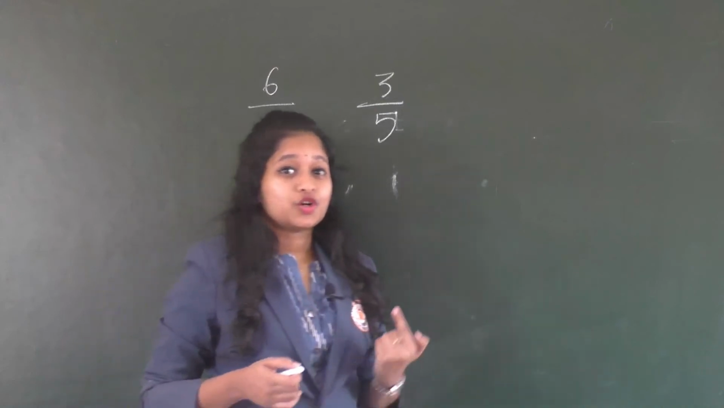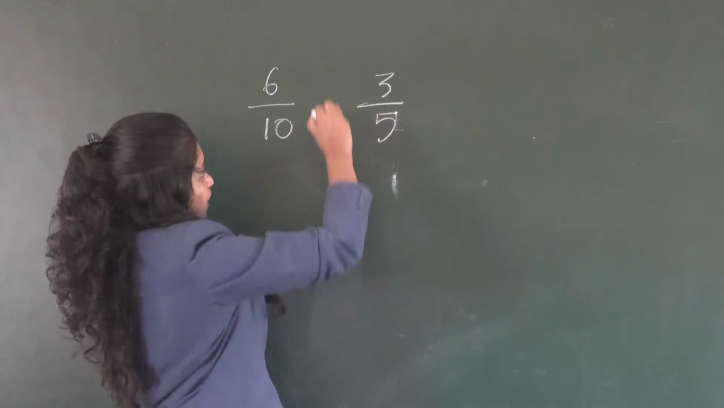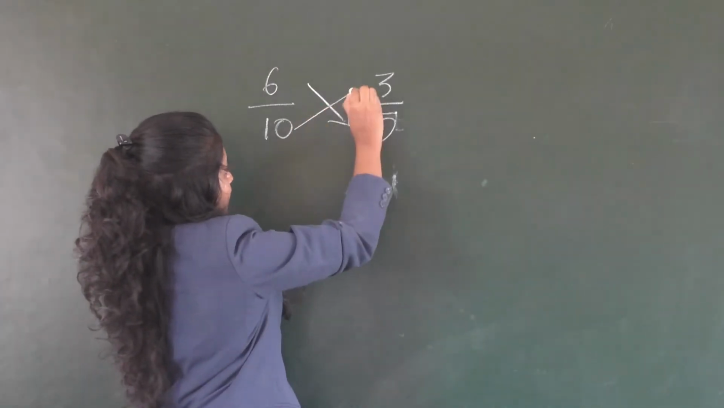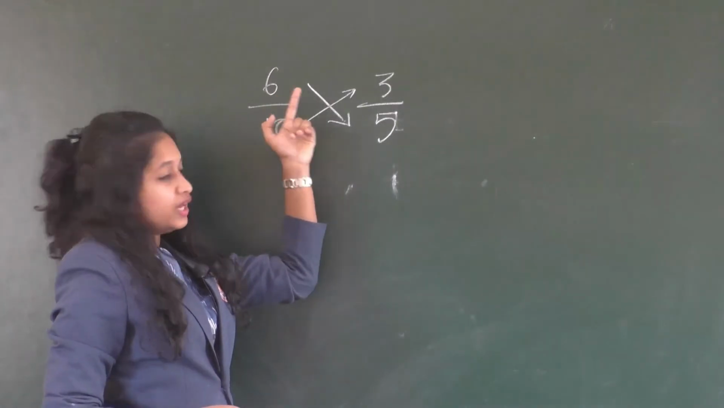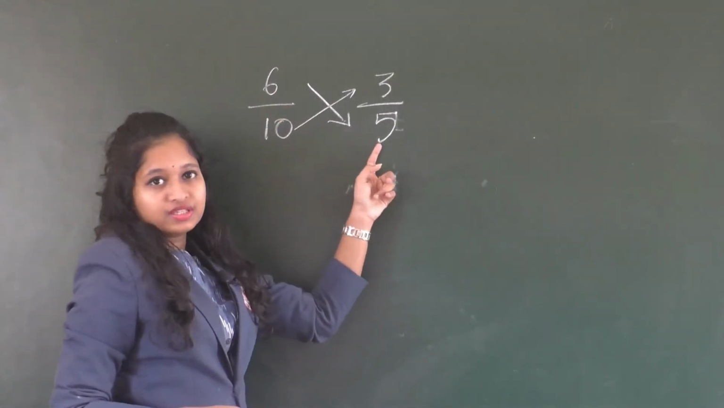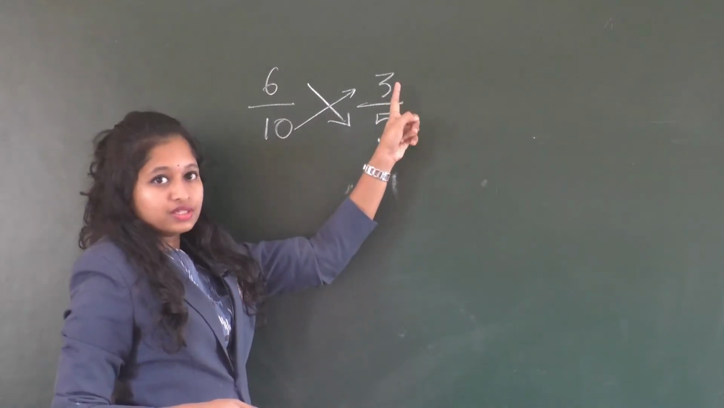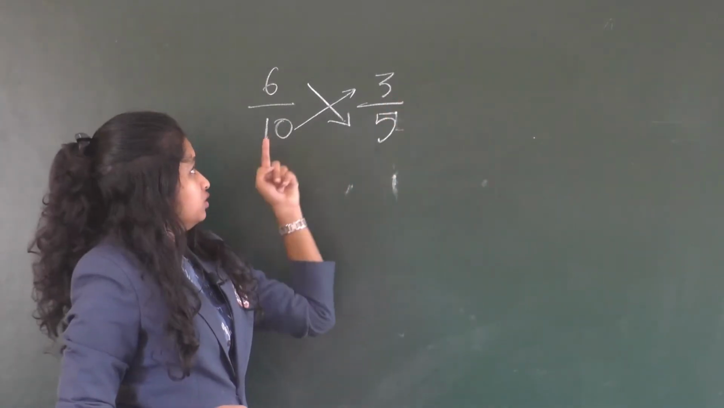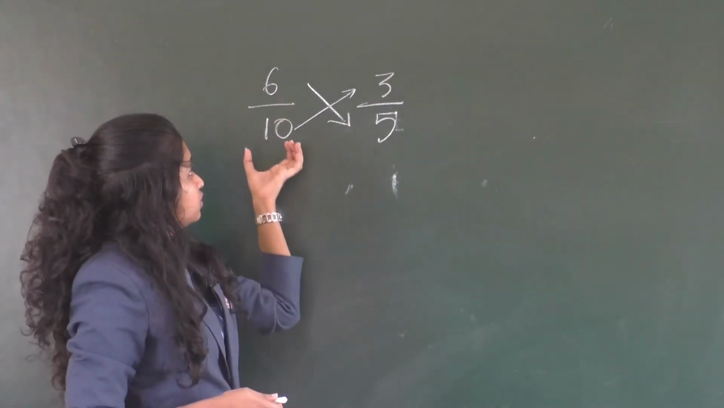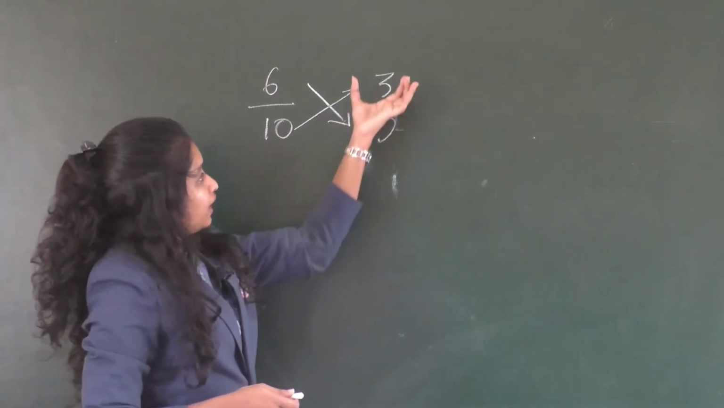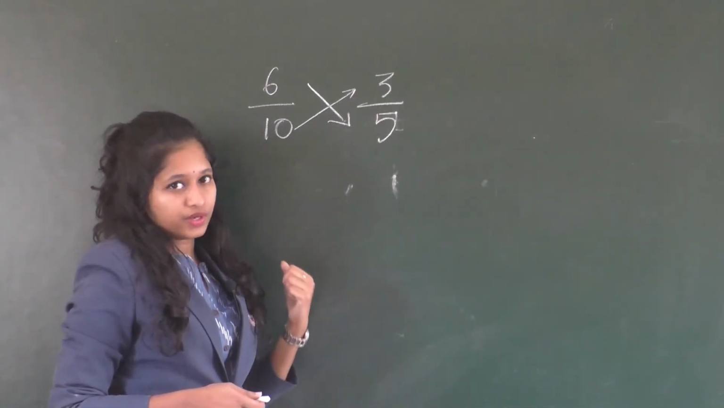Now, let's learn how to check whether two fractions are equivalent. So, here comes the concept of cross multiplication. How to do? We have to cross multiply the numerator of the first fraction and the denominator of the second fraction, and then the numerator of the second fraction with the denominator of the first fraction. So I have here 6 by 10 and 3 by 5. Let's check whether they are equivalent.